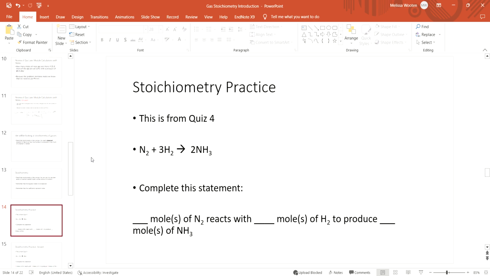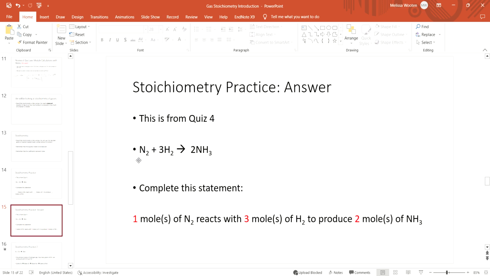Okay, so if you're in my class, this is from Canvas, from quiz 4. Complete this statement: blank moles of N2 reacts with blank moles of H2 to produce blank moles of NH3. So remember, your coefficients represent moles. There's a 1 understood to be here, so it'd be 1 mole of N2 reacts with 3 moles of H2 to produce 2 moles of NH3.